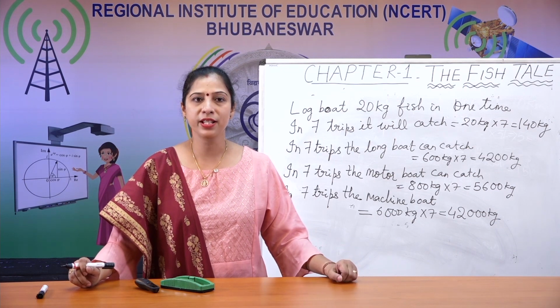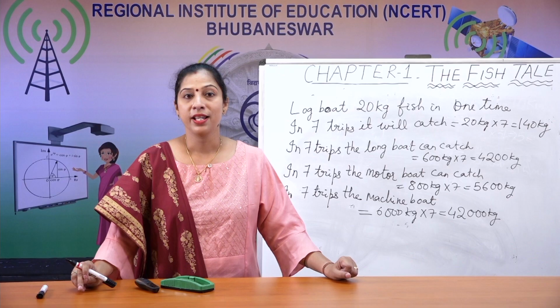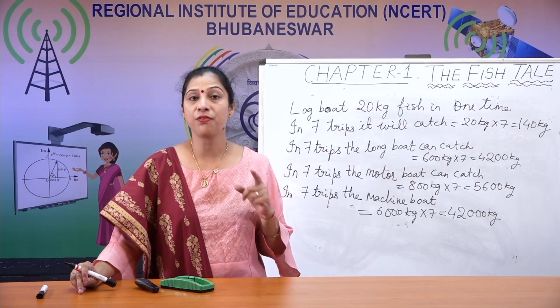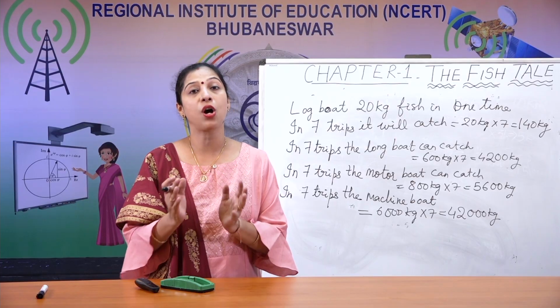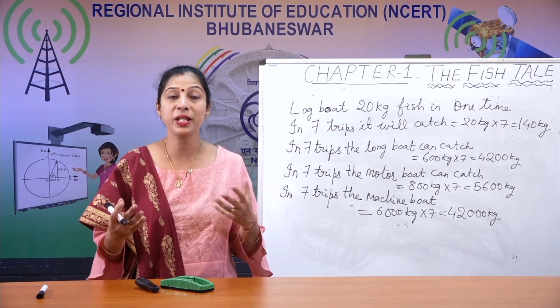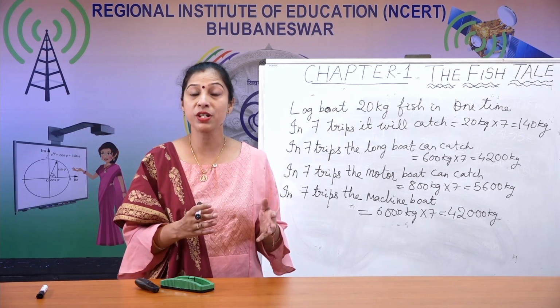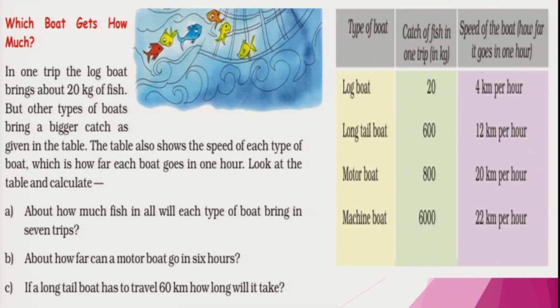Now let's go to the next question. If a long tail boat has to travel 60 km, how long will it take? Now children, see the difference in two questions. The first one was asking how much distance will be covered. So that is why we were multiplying, because the distance covered will always be more. So here comes your application of multiplication and division. Now in the next question, the question is how long it will take.